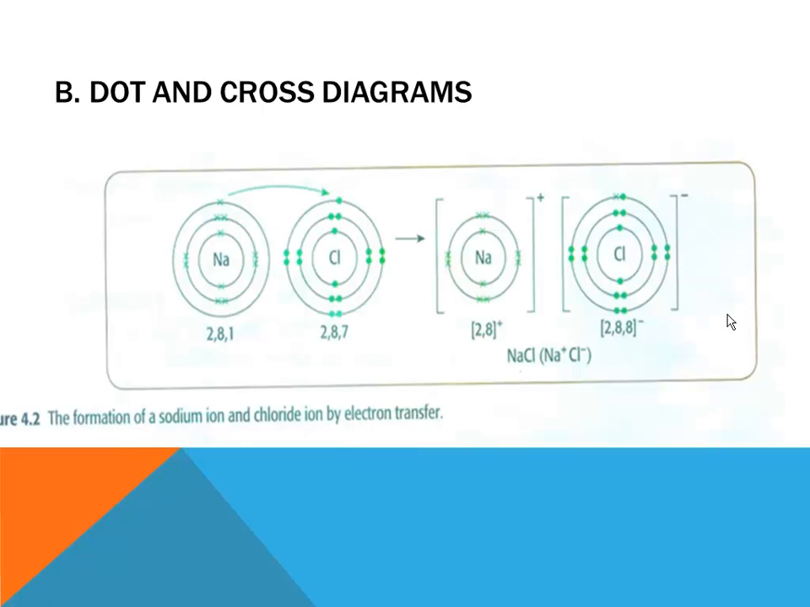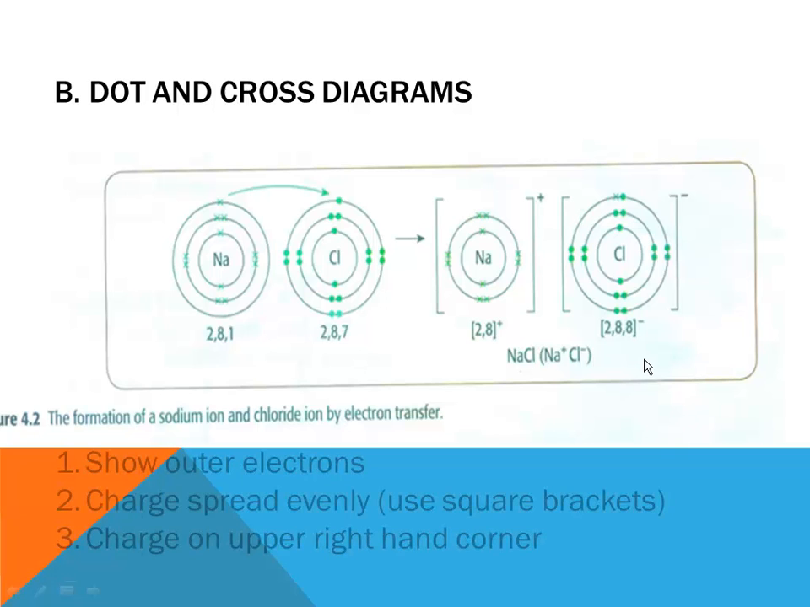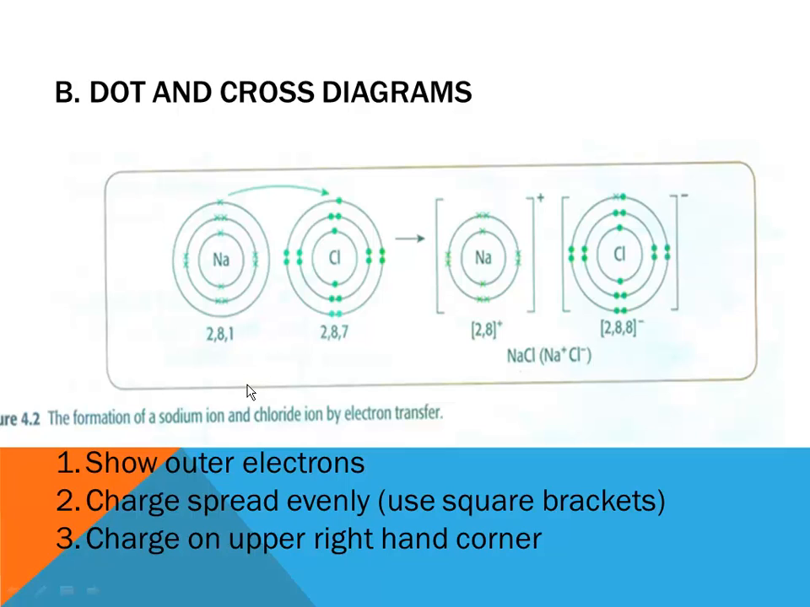Alright, dot and cross diagrams, you can see here. We talked about this, that the electron transfers, so you have a +1 for sodium and a -1 for chlorine. Notice the difference in the number of electrons from 11 to 10, from 17 to 18. This shows all the electrons. All you need to do is make sure you show the outer electrons.